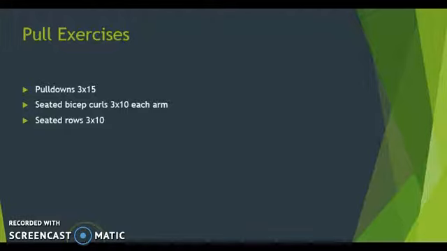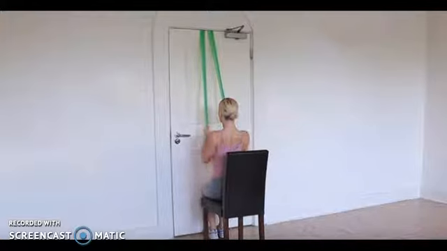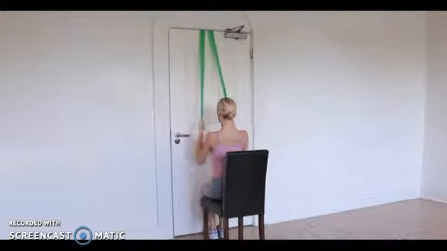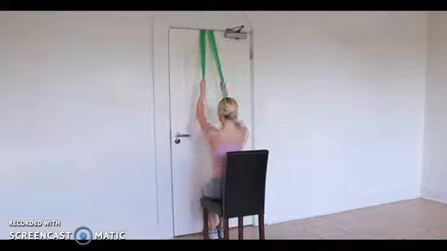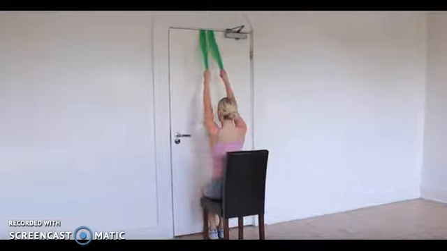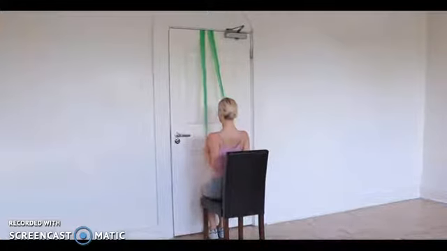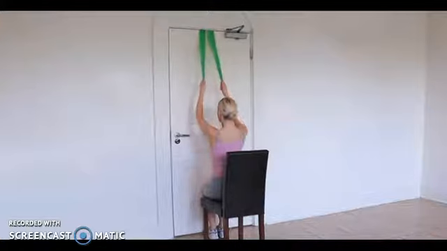Our final set of exercises are our pull exercises, so our back and our biceps. First, we're going to do our pull downs, 3 sets of 15 reps. Here we have a woman who is not in a wheelchair, but she is still seated. You can still do this in a wheelchair. She is performing the pull down, which is working her back and her lats.